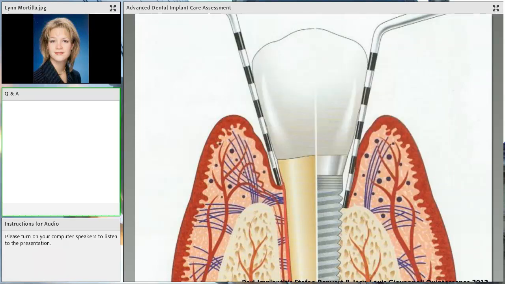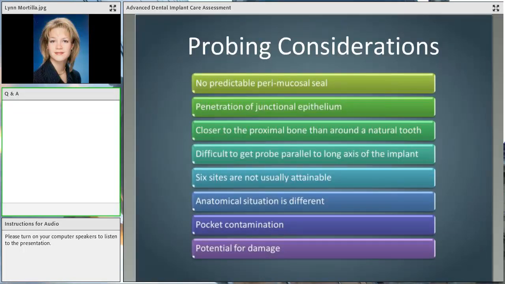Well, we do know that we need to be probing our implants, because probing is going to give us an incredible amount of information as to where that crestal bone is. But this image really enhances the clinical difference between tooth and implant. And I think now that you can see it, you can rest assured that you're not going to do any damage by your probing if you're probing gently. But let's look at a couple of other concerns.